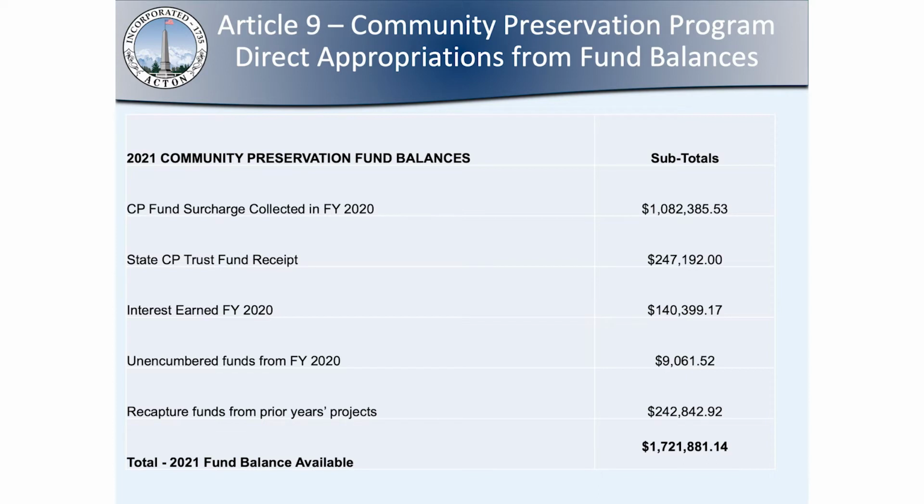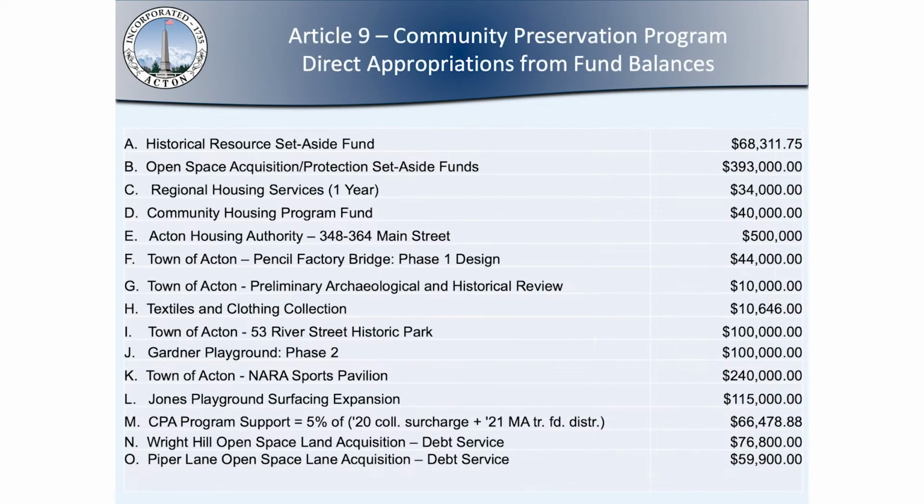Bottom line is we had a total of $1,721,881. There's details on the slide that includes the surcharge collected in 2020 was $1,062,000. There was a state trust fund receipt of $247,000, interest earned of $140,399, unencumbered funds from FY 2020 of $9,661, and recapture funds from prior year's projects of $242,842.92.